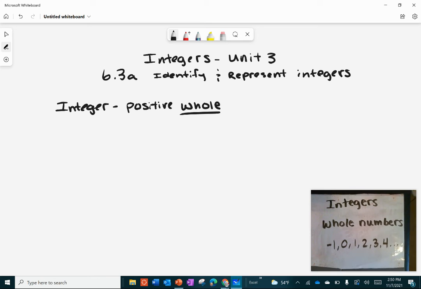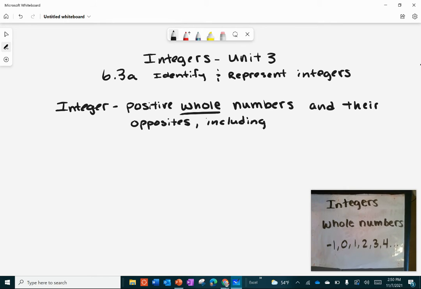That word there, whole numbers, is the most important part, because what makes something not an integer is having a remainder, a fractional piece besides the whole number. So positive whole numbers and their opposites, and that is including 0, because 0 is neither positive nor negative. So 0 is that special case.